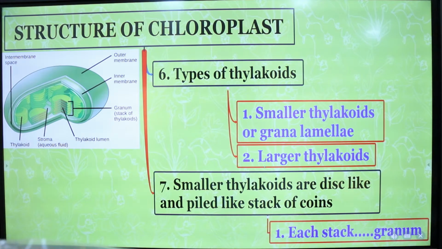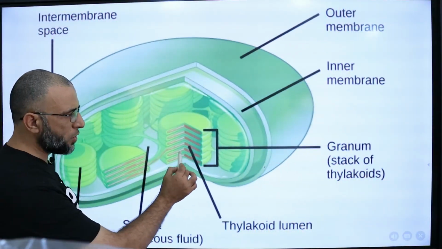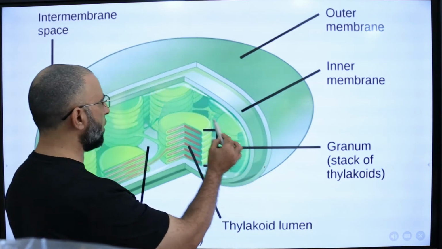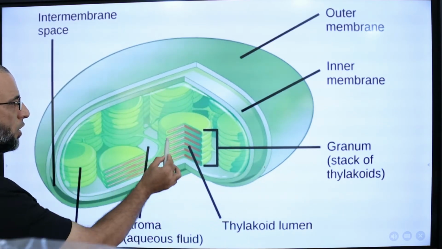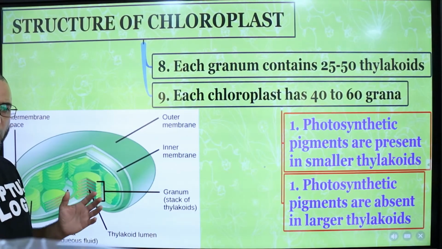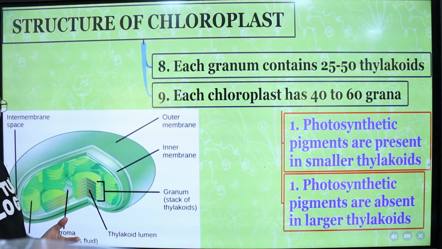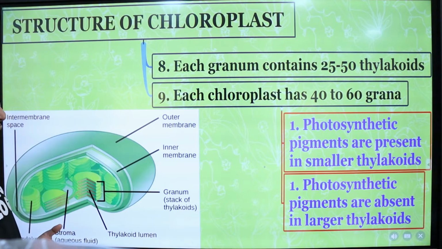Smaller thylakoids are disc-like and piled like a stack of coins, which is called a granum. Granum is singular, grana is plural. So here this one structure is called a granum, and the pigment molecules, that is chlorophyll, are present here in the thylakoid membrane of the granum. Each granum contains 25 to 50 thylakoids, and each chloroplast has 40 to 60 grana.